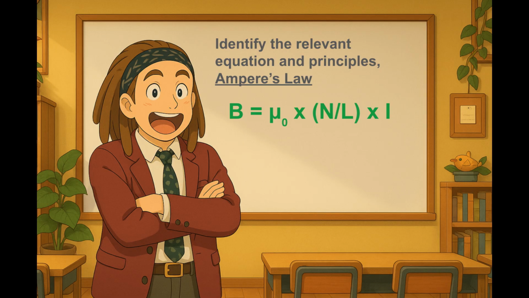Let's break this down. B is the magnetic field strength, measured in Teslas. μ0 is the permeability of free space, as we just discussed. N over L represents the number of turns per unit length, often denoted by n. This term captures how densely packed the windings are. The more turns per meter, the stronger the field. I is the current flowing through the wire. A larger current produces a stronger magnetic field.